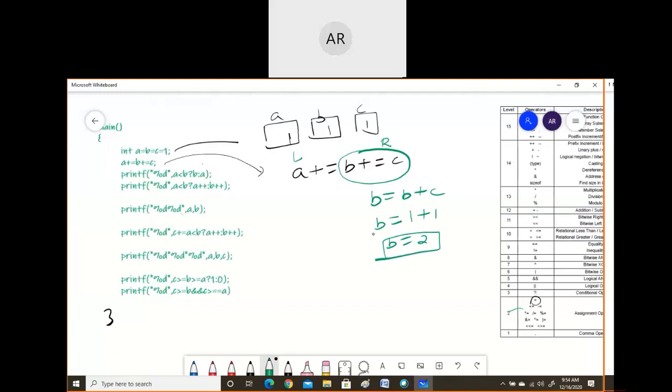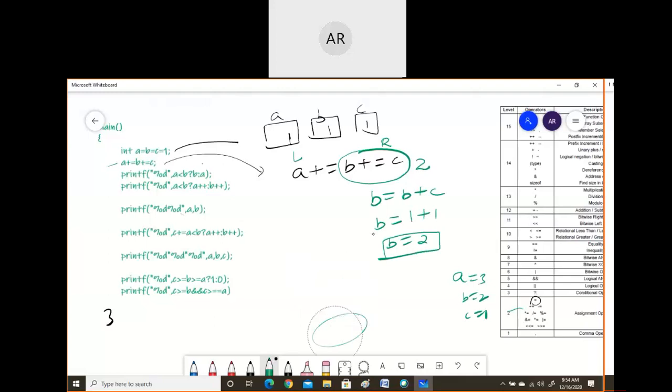So what is the value of b? B is equal to 1. What is c? That is 1, so b is 2, right? So this will be 2. In the same way we can write a plus equal to 2, right? So this is a is equal to a plus 2. What is the value of a? A will be 1, and 1 plus 2 is 3. A will be 3. That means after the execution of line number 2, A will be 3, B will be 2, and C will be 1.